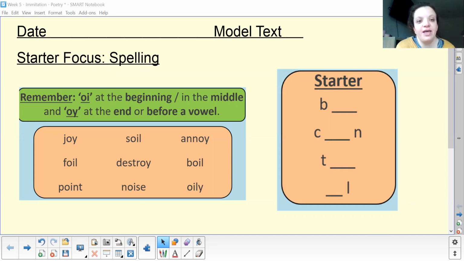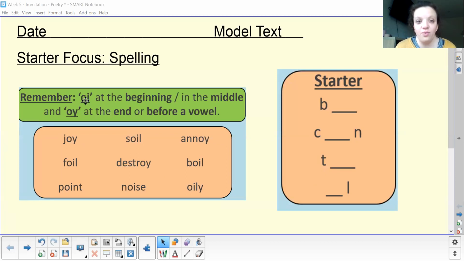To start with, we're going to be doing a quick spelling activity to decide which oi we're going to be using in these words. When we hear the oi sound, are we going to use an oi digraph or an oy digraph? What are we going to use this morning? We've got these words here: joy, soil, annoy, foil, destroy, boil, point, noise, and oily.